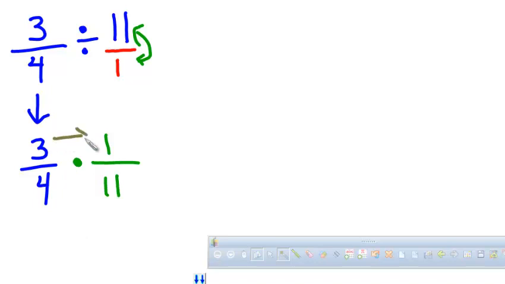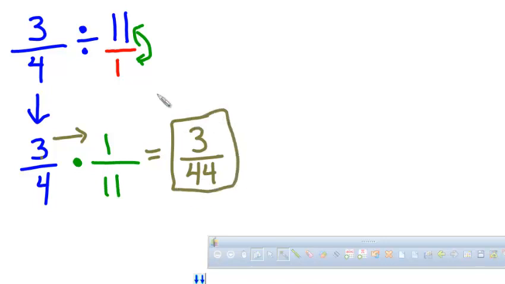And then we multiply across. 3 times 1 is 3. 4 times 11 is 44. And this one, no simplify.